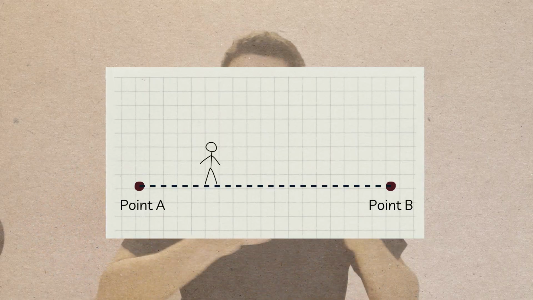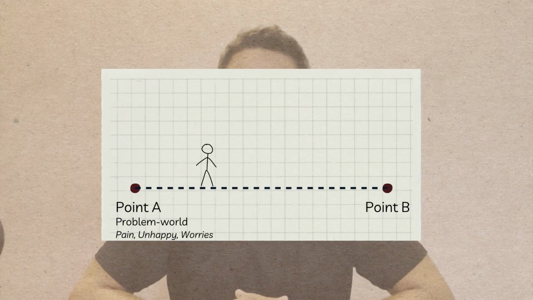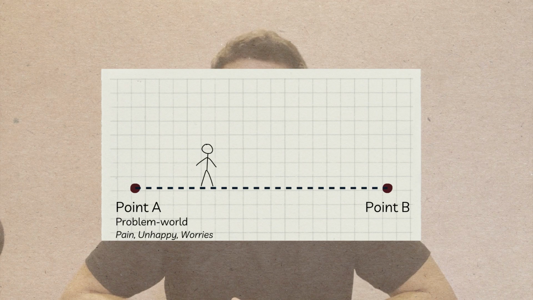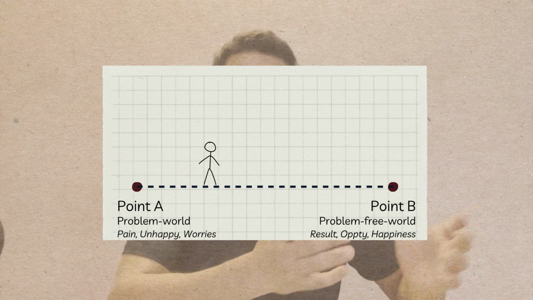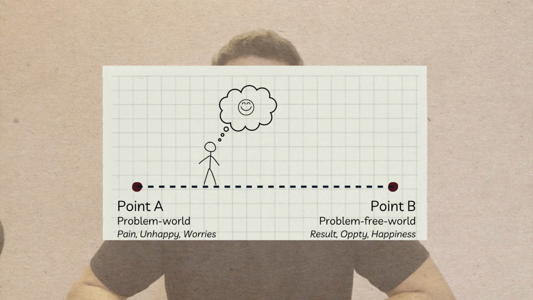Your customers are always on this journey from point A to point B. Well, point A is the problem world. It's the world that they currently live in, the world that's filled with pain, unhappiness, and worries. And point B is the problem-free world. It's the world where they get what they want, they have opportunities, and they're happy. And your customers are always wanting to get to the problem-free world. They want to be happy. And that's where you come in.